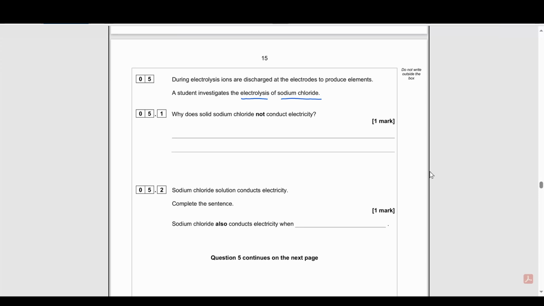5.1. Why does solid sodium chloride not conduct electricity? So, for something to conduct electricity, what is required is movement. And that will create a current. Now, if we're talking about movement specifically, we're thinking about two things. It could be electrons or it could be ions.